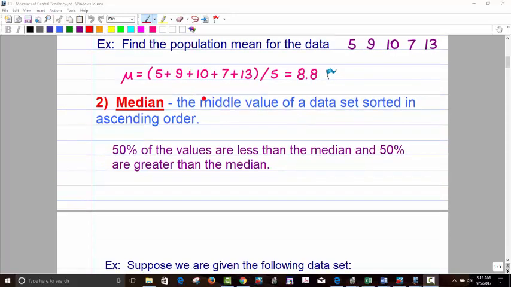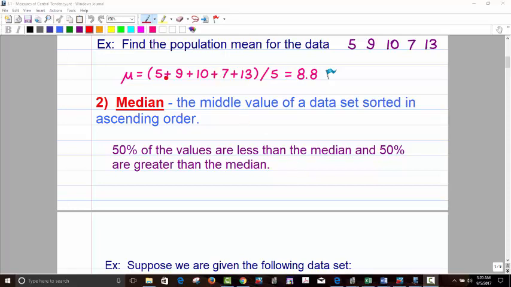Now let's talk about another measure of central tendency called the median. Now the median essentially is the middle value, which sometimes may not be a value that's actually in the data set, which you'll see shortly, but sorted in ascending order. So it's very important here. So what the median is saying is that 50% of your values are less than the median and 50% are greater than the median.